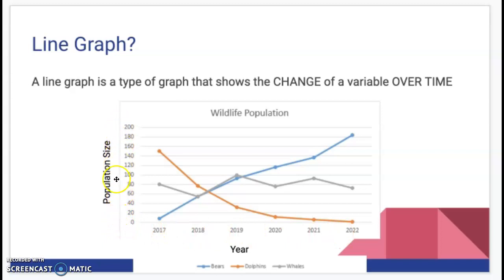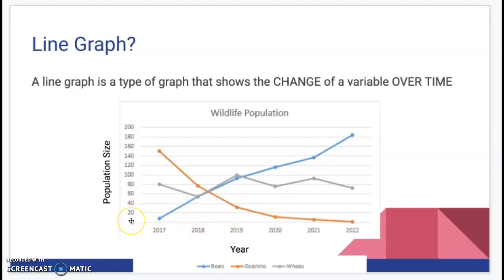Your y-axis, on the other hand, is this vertical line that runs from top to bottom, or bottom to top, however you want to look at it. And that represents the dependent variable. Now, the dependent variable is the experimental variable that's affected by change in the independent variable. So in this case, we have our wildlife population size changing due to the year. So this change is due to the change in the year.